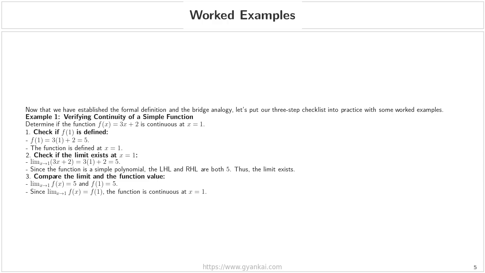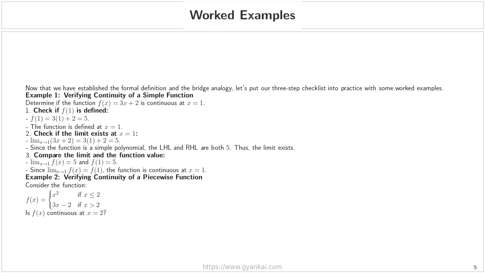These are the types of problems where you must be extra careful, as we will see in our next slide on common mistakes. In this case, the function is defined in two parts. It is x squared if x is less than or equal to 2, and it is 3x minus 2 if x is greater than 2. We need to determine if the function is continuous at the boundary point, x equals 2.